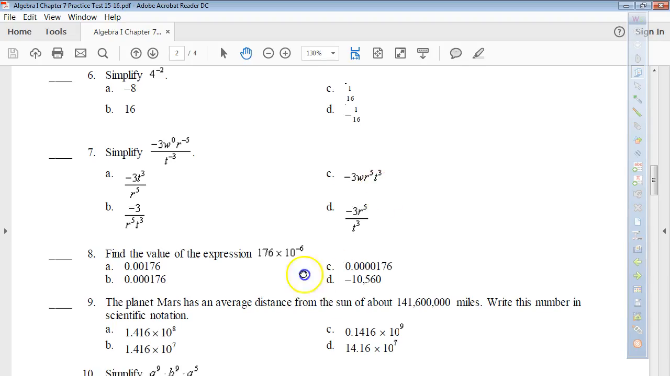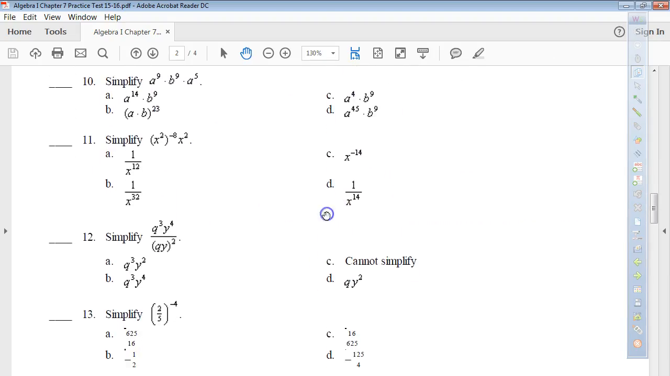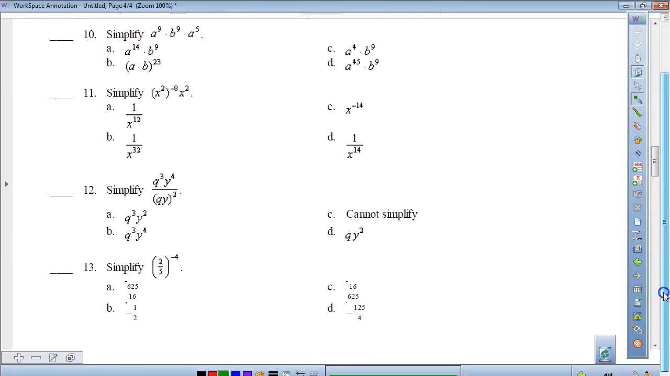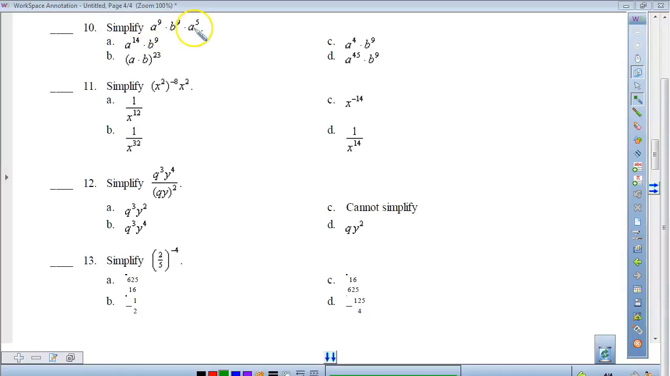Number 10, simplify a to the ninth times b to the ninth times a to the fifth. This means, since it's all multiplication, we can regroup these however we want to. We can put our a's together, which is what we'd like to do to simplify it. A to the ninth times a to the fifth, and then we also have a b to the ninth.